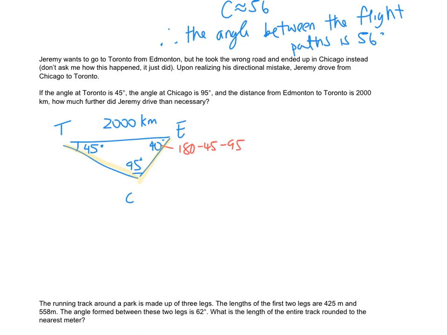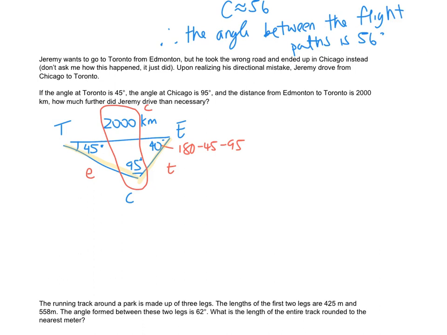So right now, I see that I have a nice full pair between the 2,000 and the 95 degrees. I'm just going to go ahead and label side E and side T, side C. Because I have that full pair, I know I'm going to do sine law.